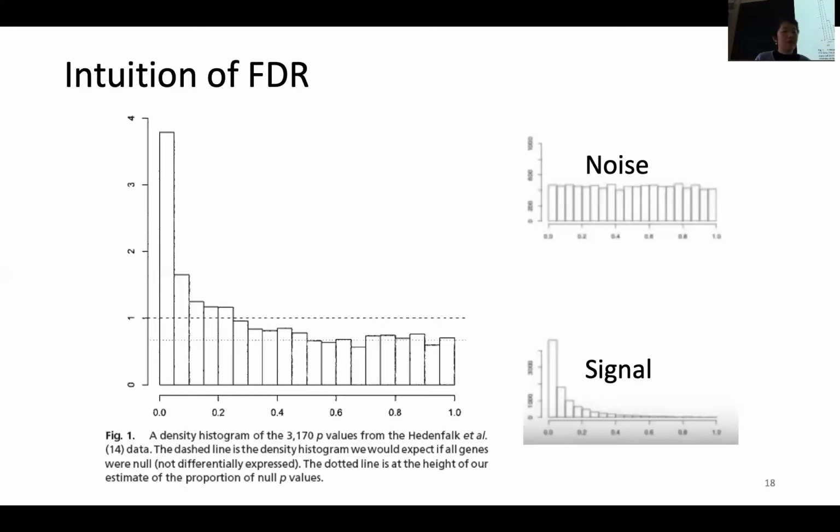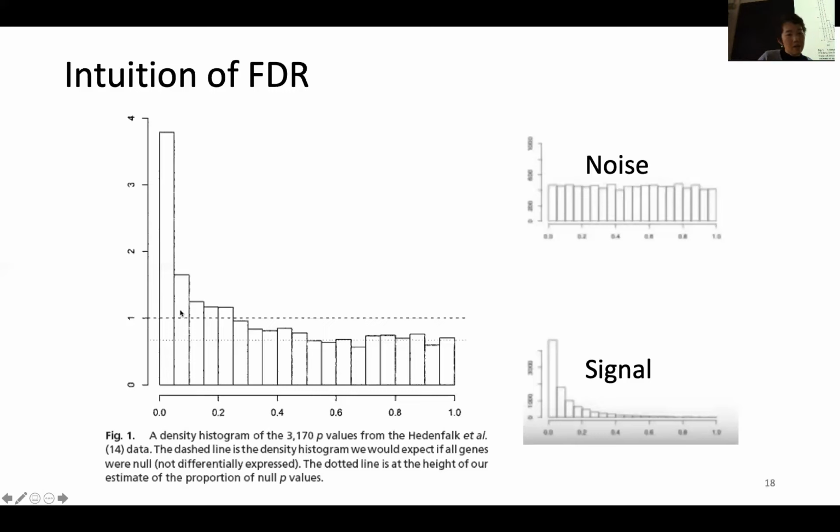So FDR is the false positives divided by all the things you call. It would mean that if you are going to call differential genes at this particular p-value cutoff, how many of them are false positives? You're going to call everything to the left of this as differentially expressed, right? But out of all of these genes, anything below this dotted line is random garbage from the noise. Everything above it is the real signal. So the FDR would be this little area divided by the whole bar.